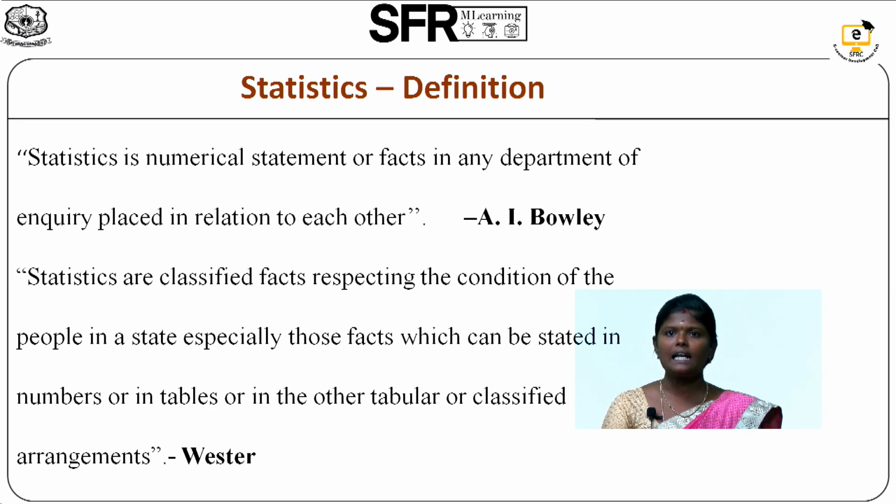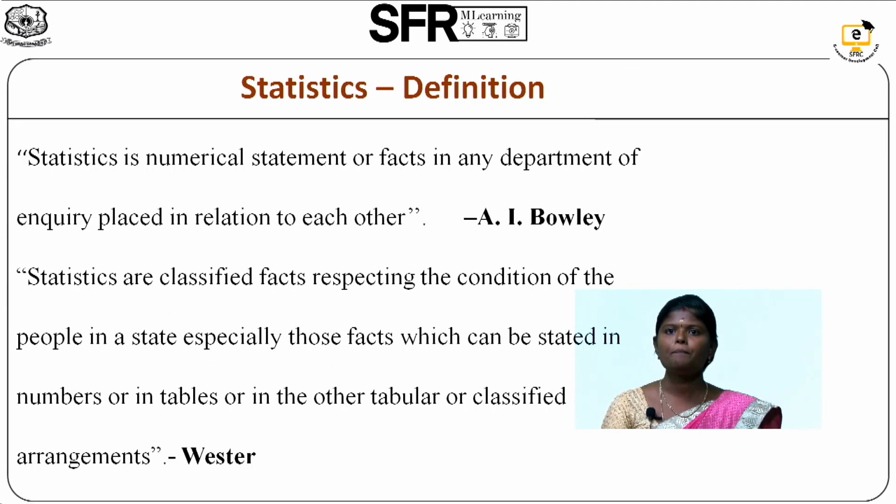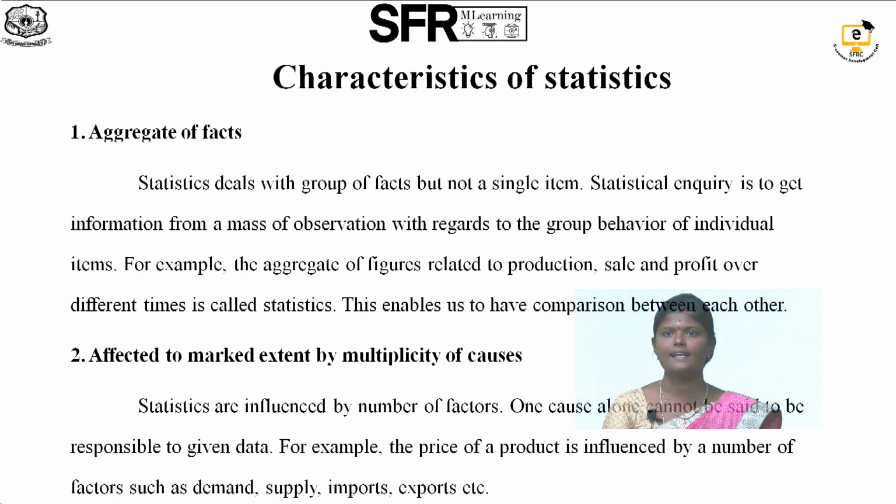That means we are collecting the data, that collection of data is statistics. If we arrange it in some format, that is tables. Collection of data represented as tables, or otherwise arranged in a classified manner, that is statistics. This says Webster. Next, characteristics of statistics. We have some characteristics of statistics.